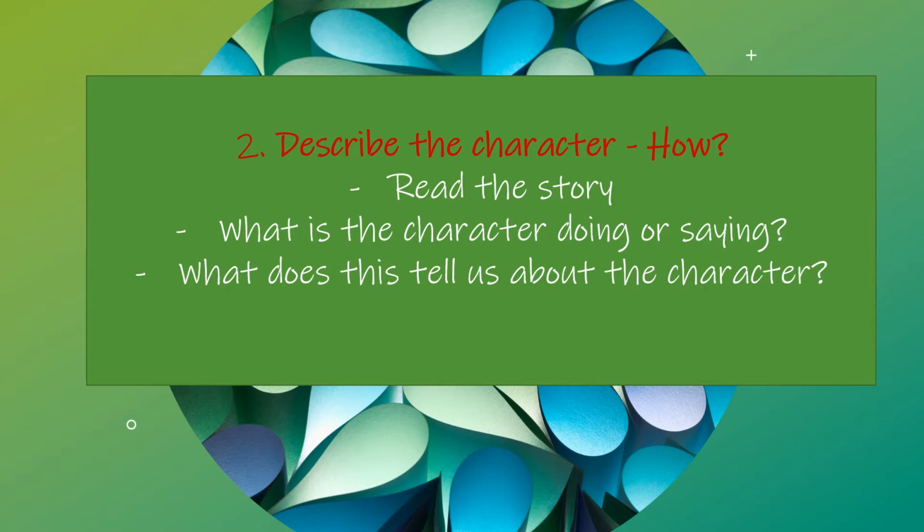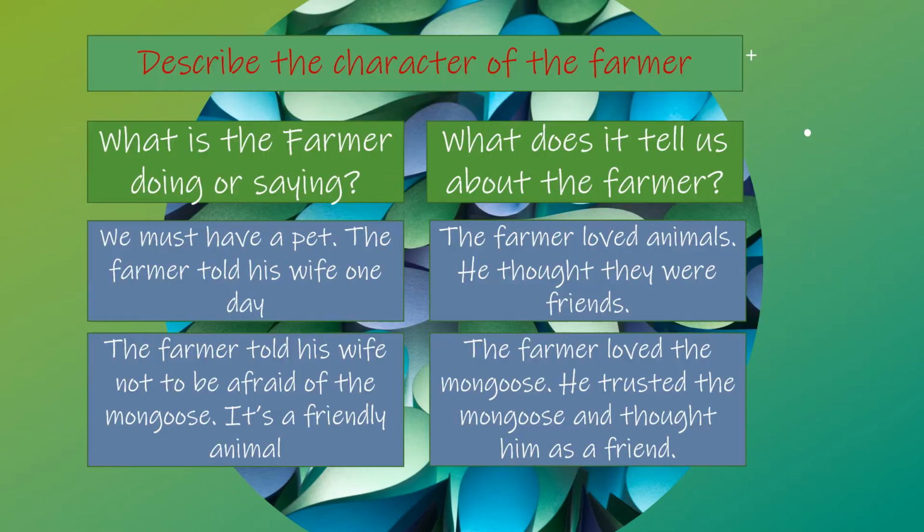Next, we went on to describe the characters. So how do we describe the character? First, we read the story. Second, we find out what the character is doing or saying. Third, we then find out what this tells us about the character. Yesterday, we practiced describing the character of the farmer. This is how we describe the character of the farmer.